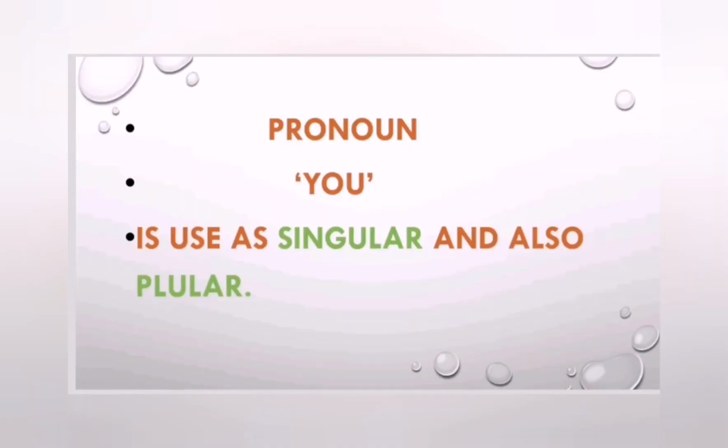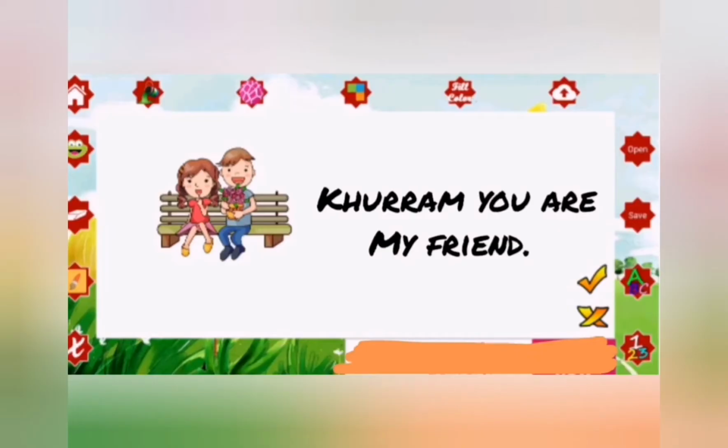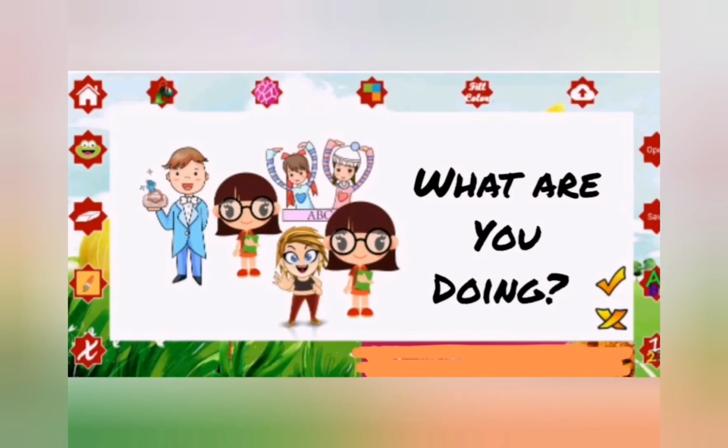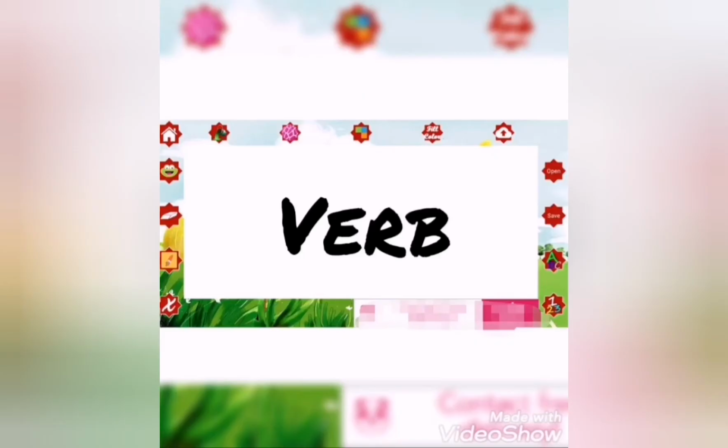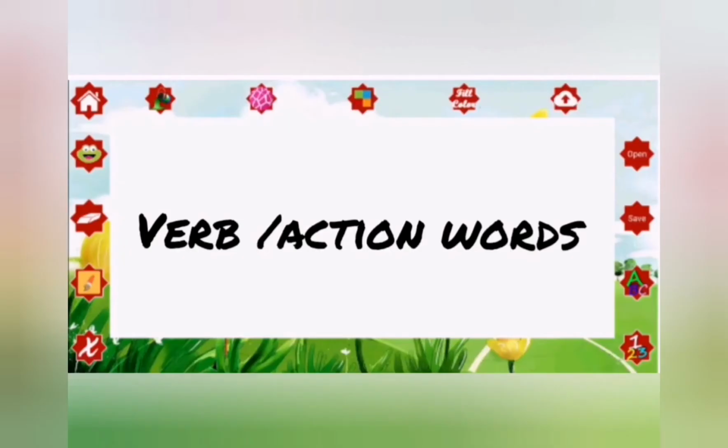Pronoun you is used as singular and also plural. Huram, you are my friend. Here you indicate one person. What are you doing? Here you indicates more than one person. Third part of speech is verb.